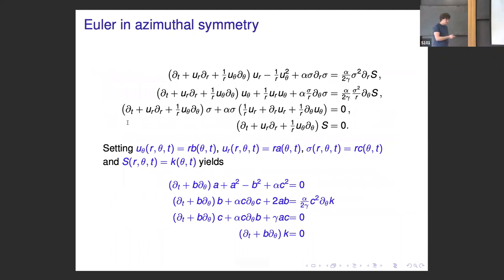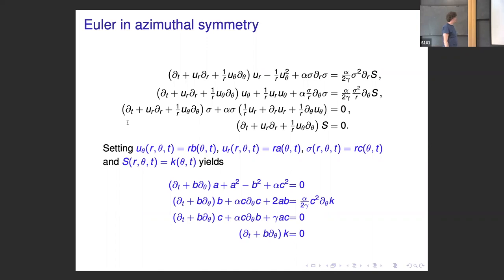And so first I want to rewrite this equation in azimuthal symmetry so I can state the result. So this is just the full Euler equations in azimuthal symmetry. Remember, azimuthal just means it depends on the angle. This is in radial coordinates. Now we impose the symmetry and we are left with this equation here.